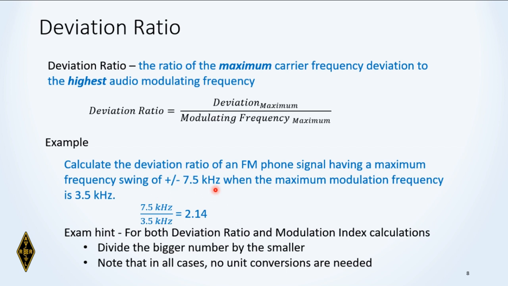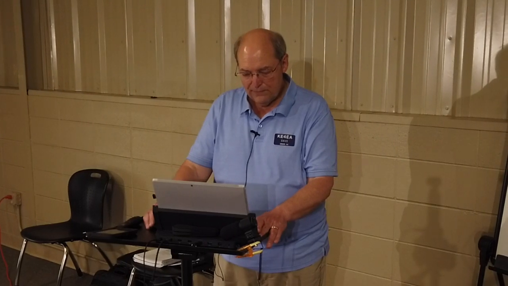That would be kind of unusual because typically it would be plus or minus 5. But on UHF frequencies, this could happen. When the maximum modulating frequency is 3.5 kilohertz, that's also more than you'd normally be applying audio-wise. But the way that it's solved, it's 7.5 deviation maximum divided by 3.5 kilohertz, giving us an answer of 2.14.